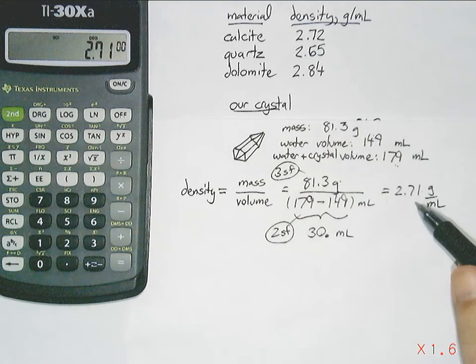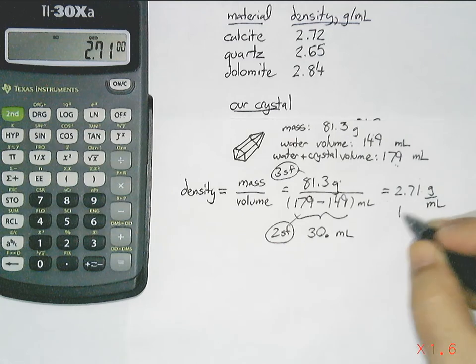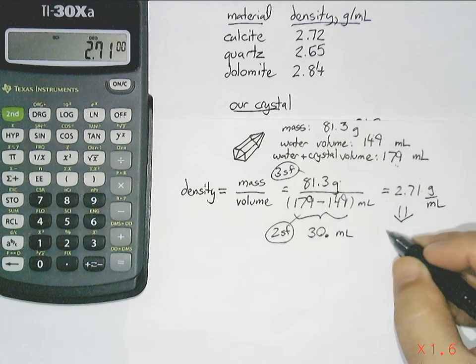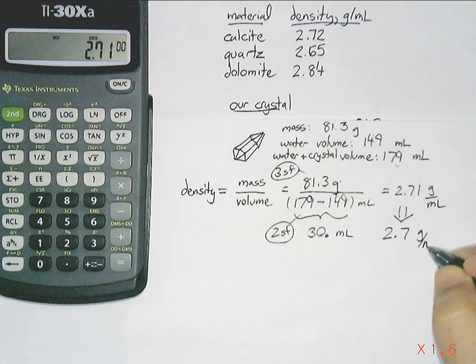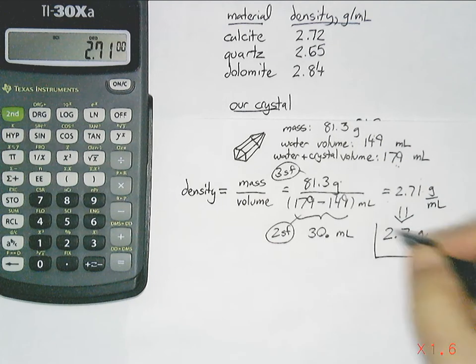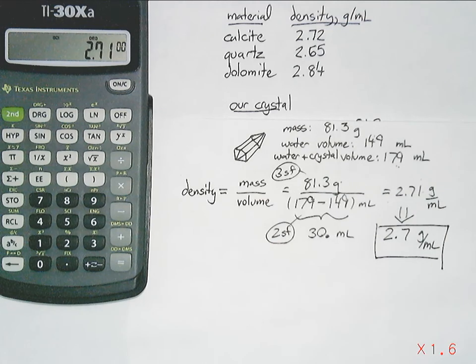So how many significant figures should I have here? If you said 2, you're right. I'm going to need to round this off to 2 figures. And my final answer is going to be 2.7 grams per milliliter. That's what I would show someone. All right. So now which one is it?